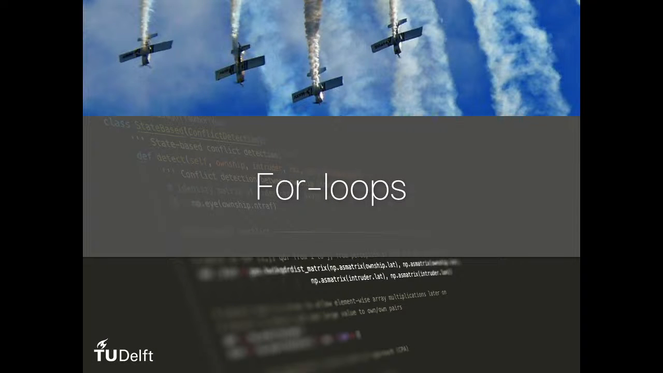So that's lists. That's a way in which you can store several items together that you want to perform particular actions on. But a loop is a way in which you can perform one or several steps multiple times. And the first type of loop that we'll look at is a for loop.